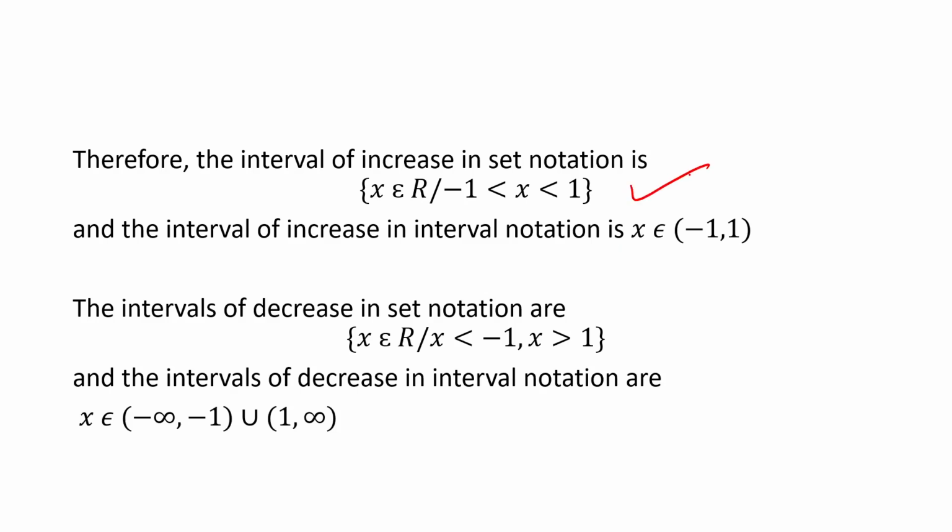The increasing interval was the middle portion. Putting that in interval notation, we'll say (-1, 1) with the round non-inclusive brackets. There's an argument to be made, of course, that we could put square brackets here, but we won't get into that discussion right now. And the intervals of decrease will be anything to the left of -1 or anything to the right of 1. And putting that in interval notation, we get the expressions there.